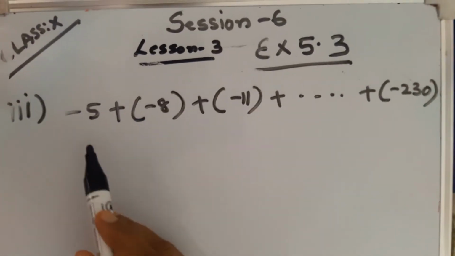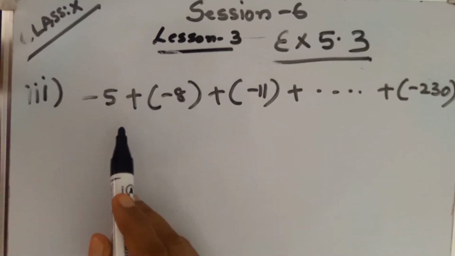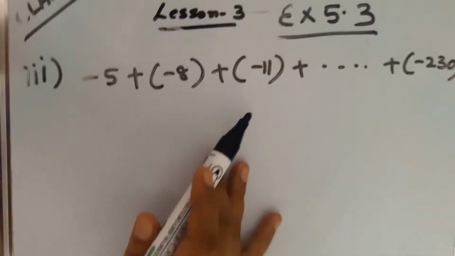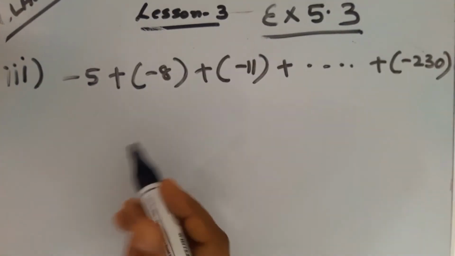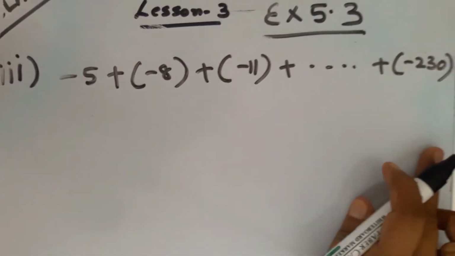Okay. Now we will move on to the third bit. The second one you can do by yourself. It is the same as the first one. So we will move to the third one, that is minus. That is why I am taking that question. Okay. So this is the arithmetic progression given.